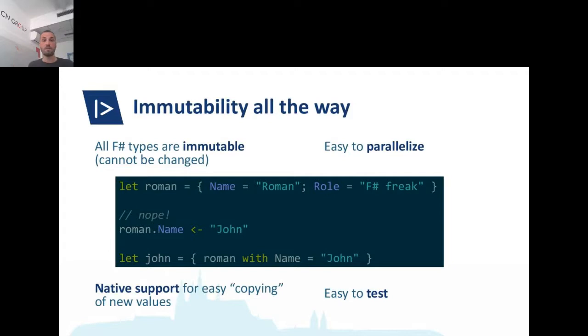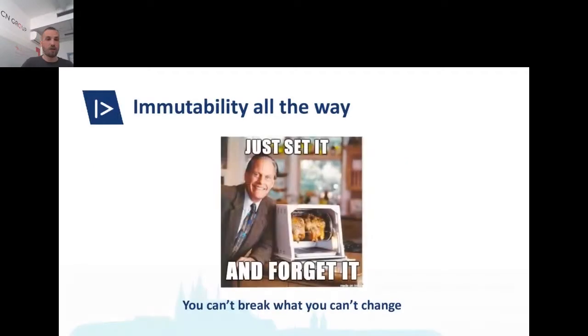It's easy to parallelize because once you cannot change things, you don't need any kind of locks and things like that. You can just run your code in parallel. Thanks to the F# syntax, you can see there's native support for copying values, for having new values based on old values. It's also really easy to test because you don't have to put breakpoints into setters and getters and stuff like that. It's like taking one level of fear away. You just set stuff and forget it. And as I like to say, you can't break what you can't change.